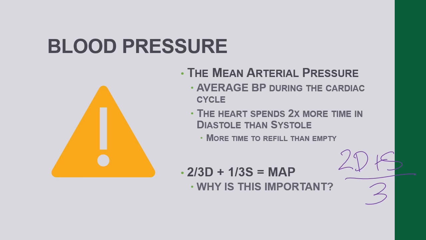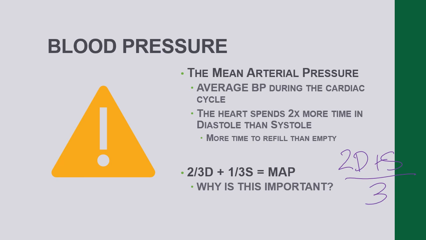You have to have a mean arterial pressure of at least 60 to perfuse your heart, at least 65 to perfuse your brain, and then, you know, from there upward. So anytime you're taking care of somebody and you notice that their mean arterial pressure is dropping, that means that their vital organs are at risk of no longer being perfused.